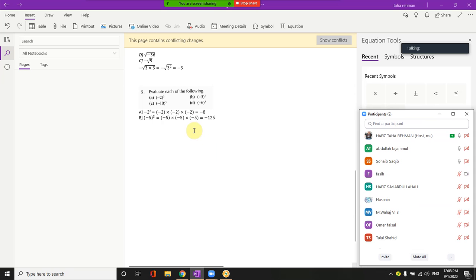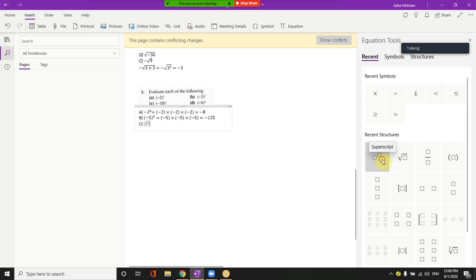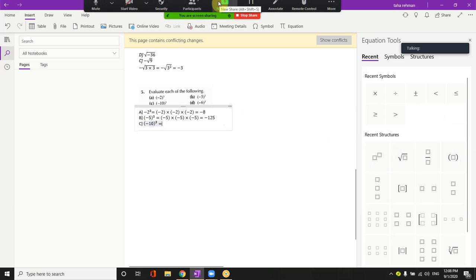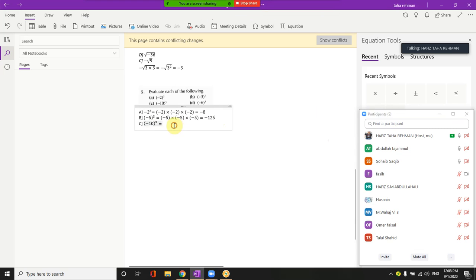Okay, guys. Moving towards part C, and you are going to solve it for me. Part C is -10 whole cube. So, guys, solve it for me. Abdullah Tajammul, Suhaib Saqib, Fasi, Abdullah Ali, Hasnan, Bahaj, Omar Faisal, Talal Shahid. All of you solve it, and the person who will do it first will get 2 marks in the test.